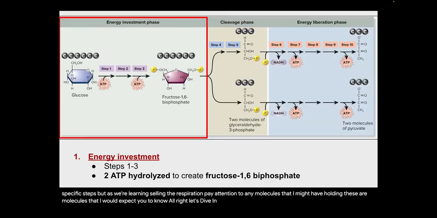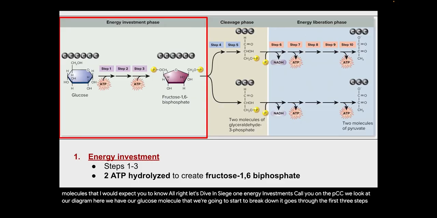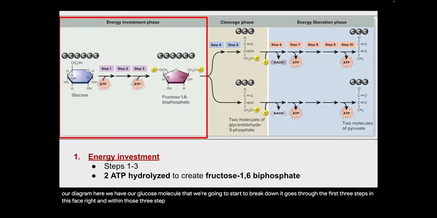Stage 1, energy investment. In this stage, we are using energy. We are using molecules of ATP. If we look at our diagram here, we have our glucose molecule that we're going to start to break down. It goes through the first 3 steps in this phase, and within those 3 steps, we are using 2 molecules of ATP. Now, at the end of this first phase, we get a molecule called fructose 1,6-biphosphate.